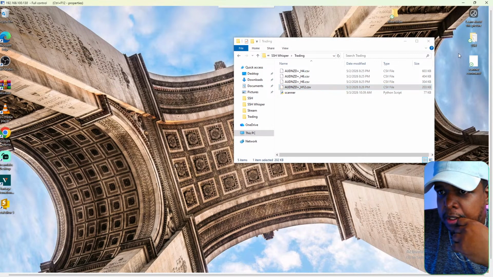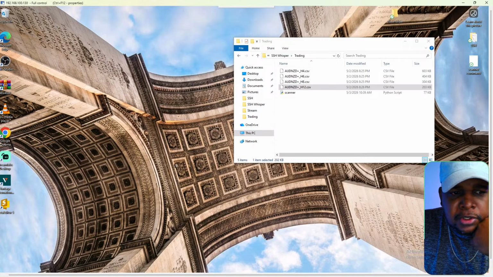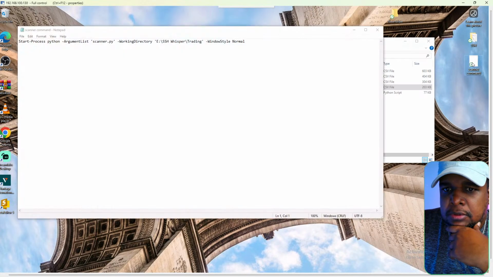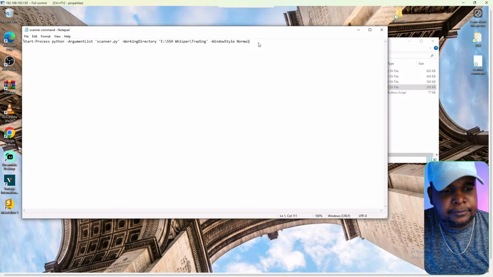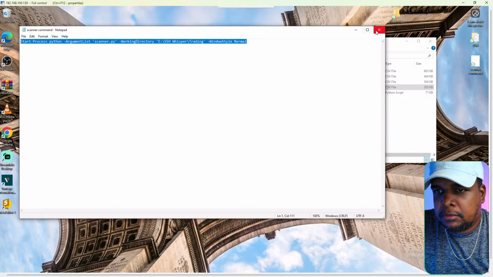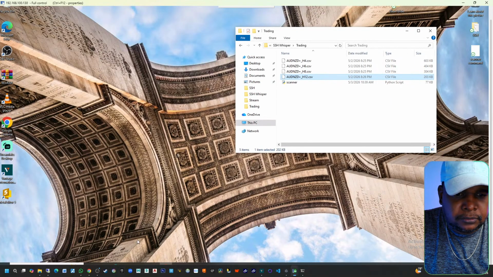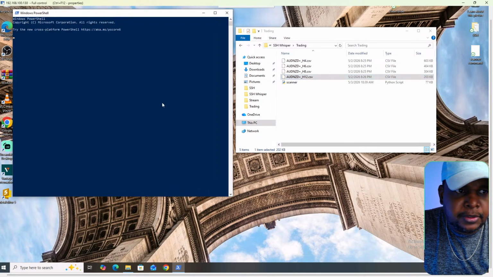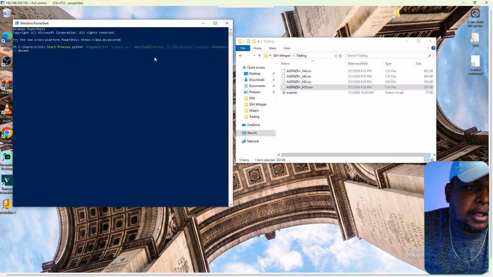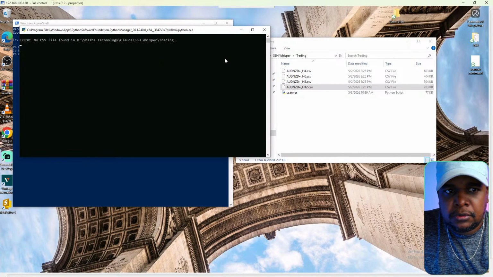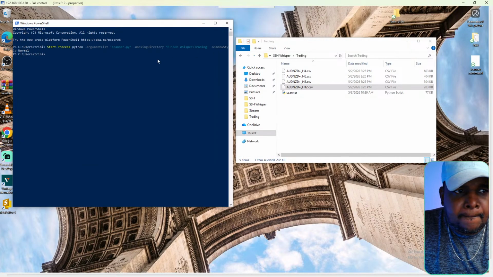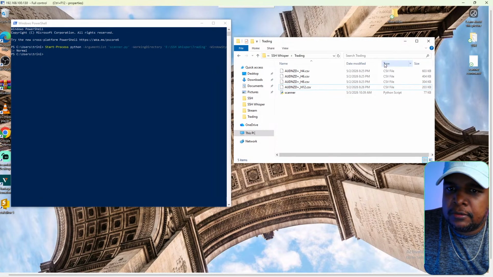And instead of telling SSH Whisper to run the scanner, I could just pull up PowerShell and, do I need to update? Oh, I didn't update the scanner. What are you looking at?